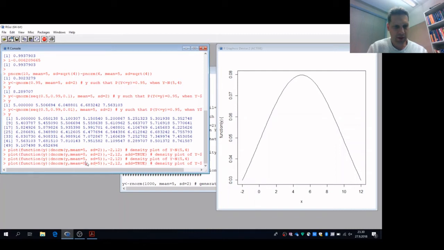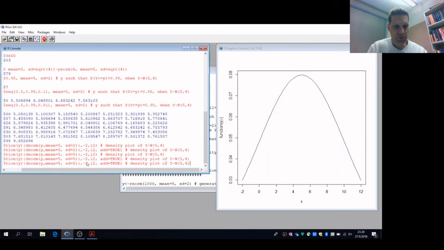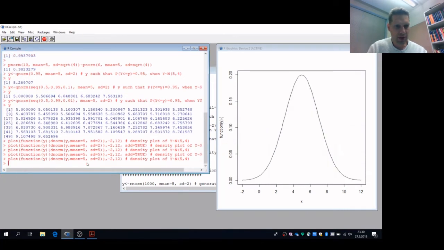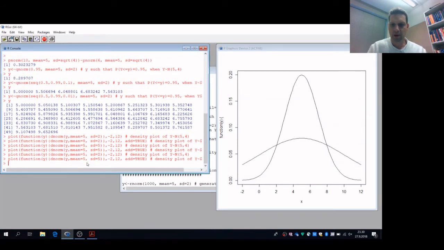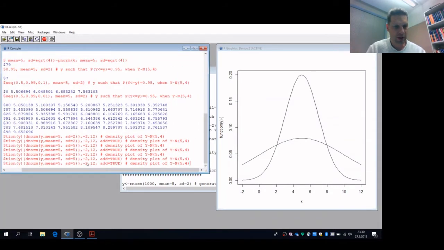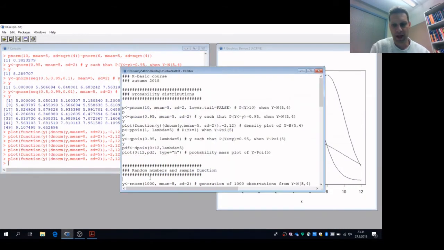We should start again. So this was the original plot. This is when we have a much wider variance, then the plot looks like this way. And if we also put in the case when we have a different population mean, it looks like this way. So by changing the parameter values, that is the expected value and the standard deviation, you can see how this normal distribution is behaving.